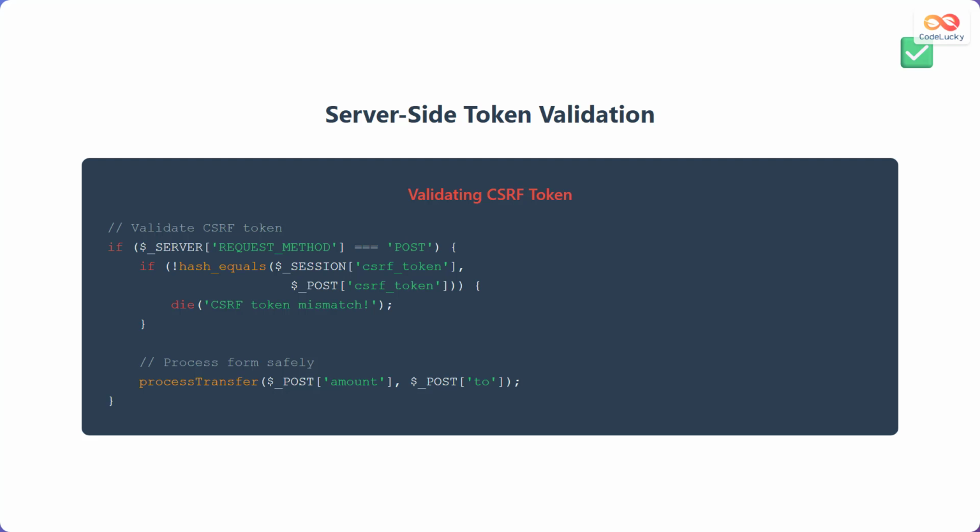Now, let's validate the cross-site request forgery token on the server side. Check if the request method is POST. If so, compare the cross-site request forgery token stored in the session with the one submitted via the form. Use the hash_equals function to prevent timing attacks. If the tokens do not match, terminate the script, indicating a cross-site request forgery attempt. If the tokens match, proceed to process the form data safely.